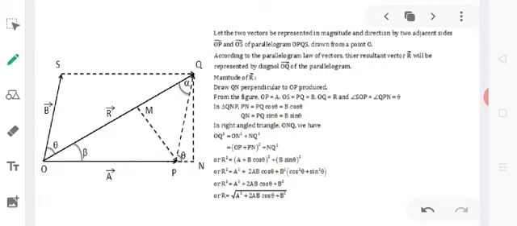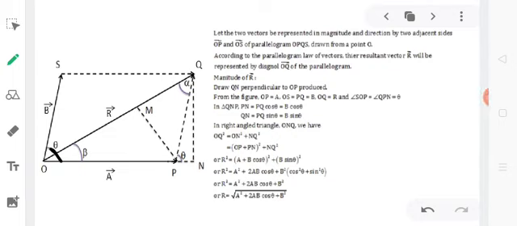So in order to find out the magnitude of R, we draw QN perpendicular to OP produced. So from the figure, OP is equal to A, that is magnitude. OS is equal to PQ, and that is equal to B. OQ is equal to R, and angle SOP is equal to angle QPN, that is equal to theta.